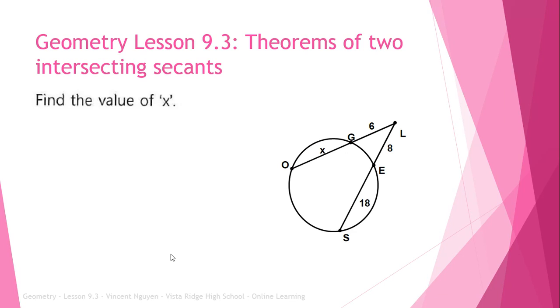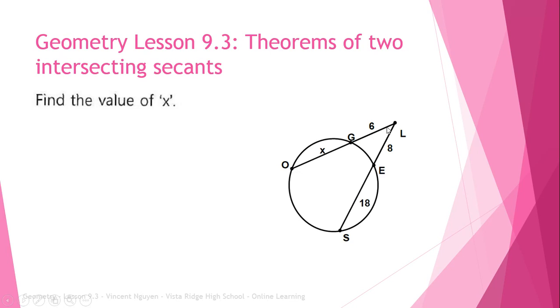Let's look at this example. We need to find the value of x. The value of x is from O to G, right? So if you notice here, these are the secants right here. OL is one secant. SL is the other secant. And the outside segment for OL is GL, right? And then the whole entire thing would be OL, right?